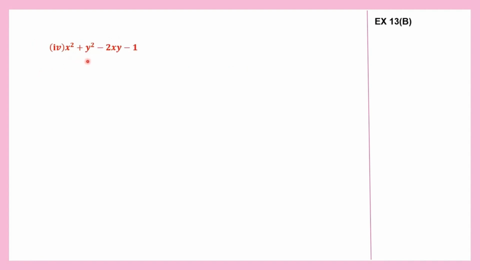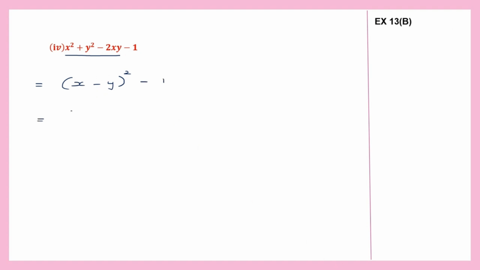Question 4. X square plus y square minus 2xy minus 1. Now let's take this first part. Now this you can see x square plus y square minus 2xy is in the form of x minus y the whole square. Okay, so this is x minus y the whole square. And the formula for that is x square plus y square minus 2xy. So we have this. Now let's write the remaining, which is minus 1.